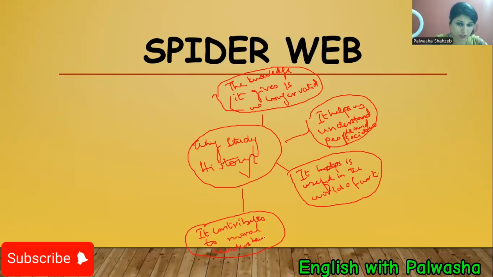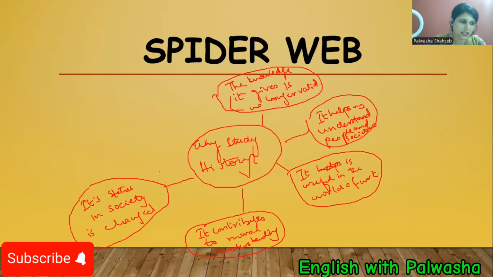So I'm jotting down lots of points. You need to think in both ways, positive and negative, and then you will be able to create a better argument, right? And then my next point is going to be, maybe, history's status in society has changed. Then I'm going to write: it provides us with an identity.